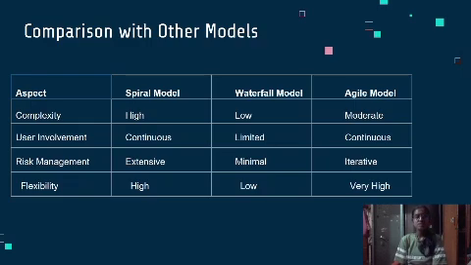When it comes to risk management, it is very extensive in the spiral model because the main key feature of the spiral model is its risk management or risk analysis. In the waterfall model, this risk mitigation is very minimal, and in the agile model, it is iterative. The flexibility stands lowest for the waterfall model as it is useful only for simple projects, whereas the flexibility is high in the spiral model and very high in the agile model.